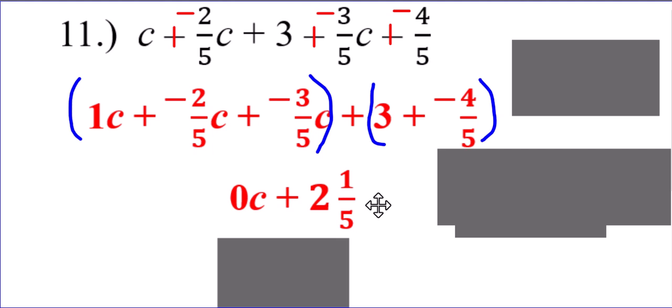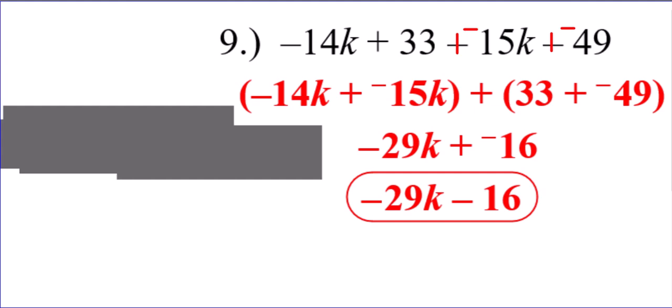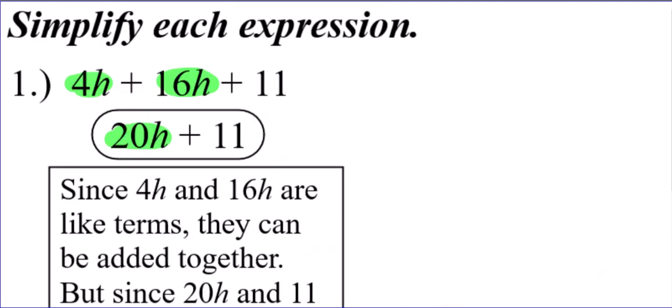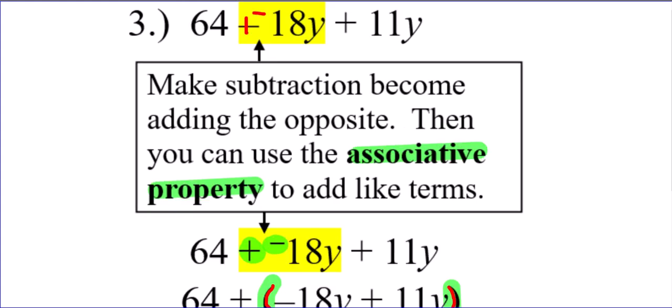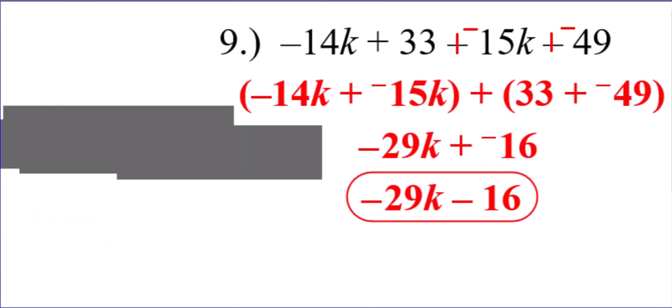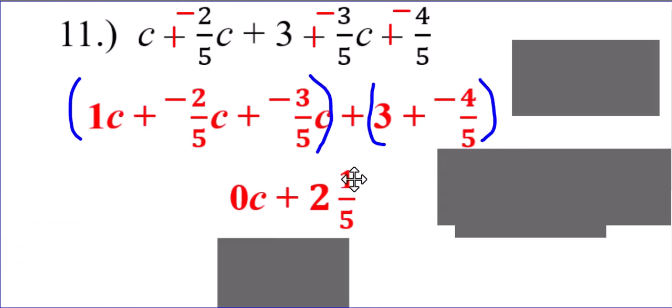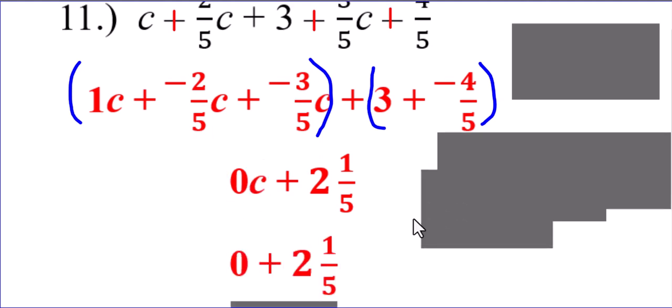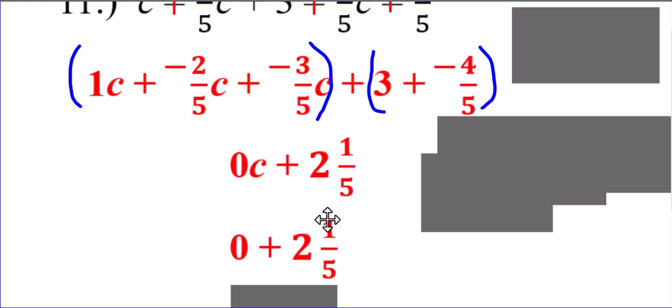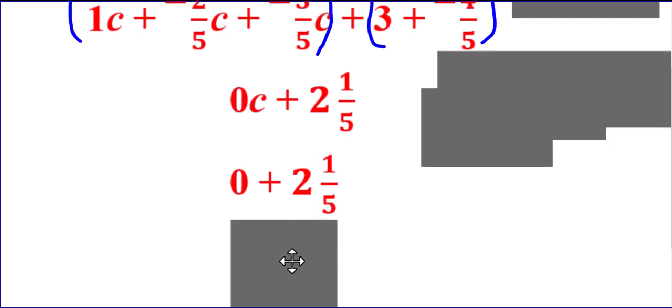We're actually not done. You're like, what? Oh, we can go further. If you go to the very bottom of the very first page of the guided notes, 0x means 0 times x, and anything times 0 equals 0. We can use that here to do the finishing touches on problem number 11. 0 times c is 0. And 0 plus 2 1/5, this is actually called the additive identity.